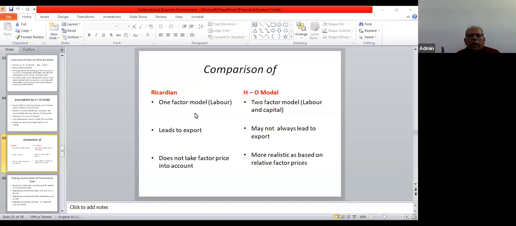So this was the difference between these two theories from the examination point of view. Suppose you are asked to differentiate between the Ricardian and HO models. Please do remember these 3 points. If you highlight these 3 points and support them with some example, you will definitely get good marks. So this is all about this particular theory.